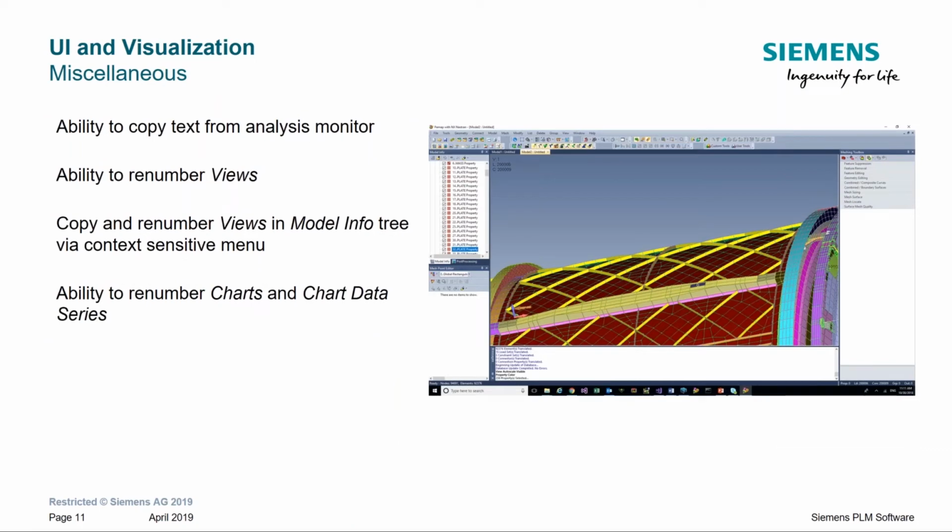Okay, you can now do things such as copy text from the analysis monitor. We can now renumber views. In the past, you had to actually go through an API to renumber a view. You can copy and renumber views in the model info tree. And then you also have the ability to renumber charts and chart data series.